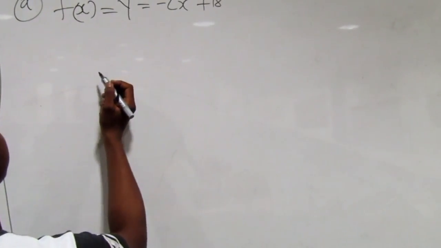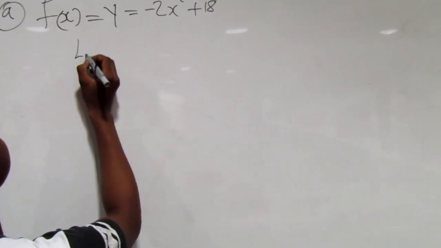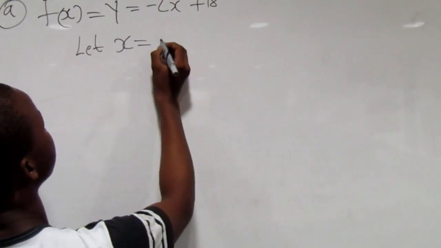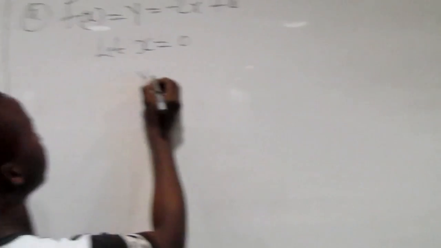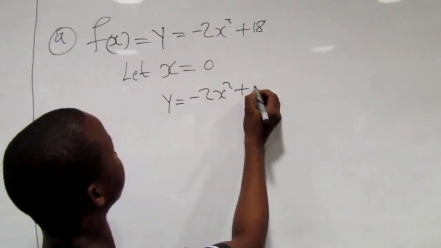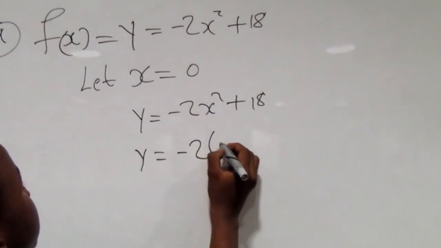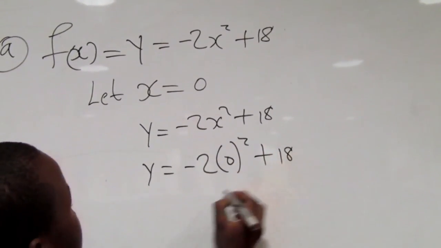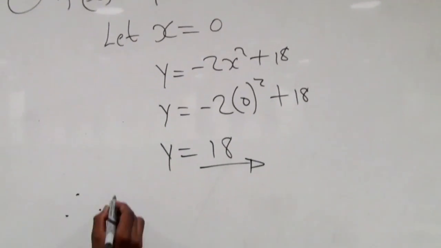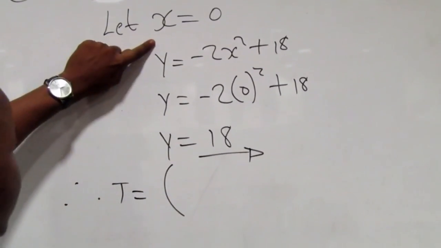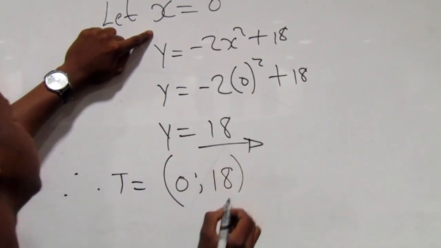We are going to say in our y-intercept, remember, our x is 0, we're going to say let x equal to 0, then we solve for y. y is equal to negative 2x squared plus 18. Then we substitute x accordingly. y is equal to negative 2 into 0 squared plus 18. Then y is equal to 18. Then we consider that therefore point T is equal to: our x is 0, our y is 18. This is our point T.